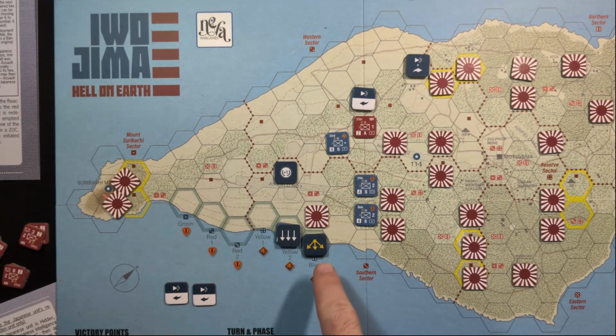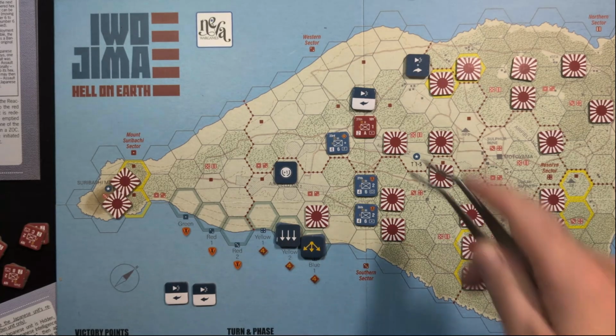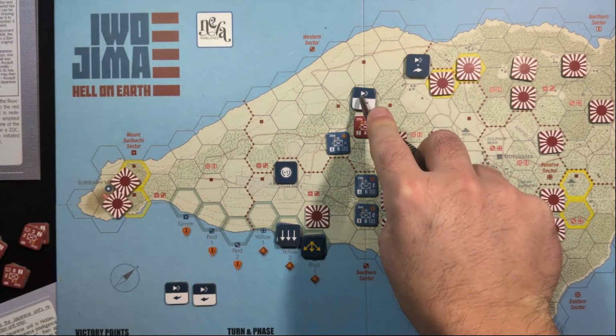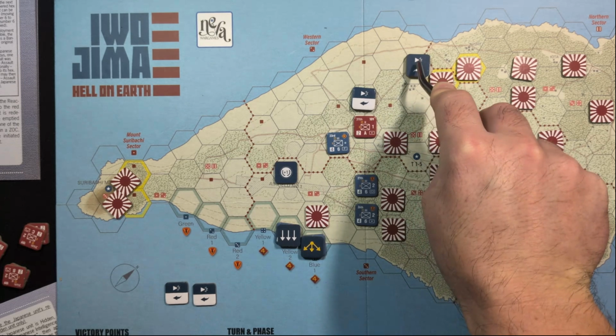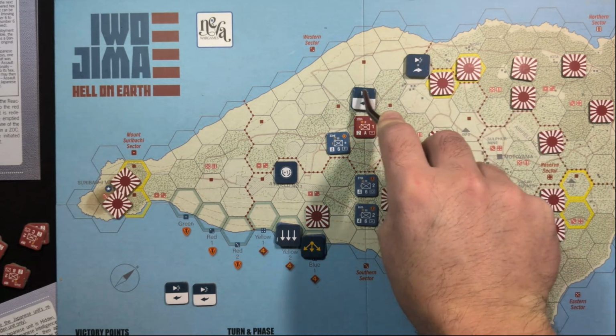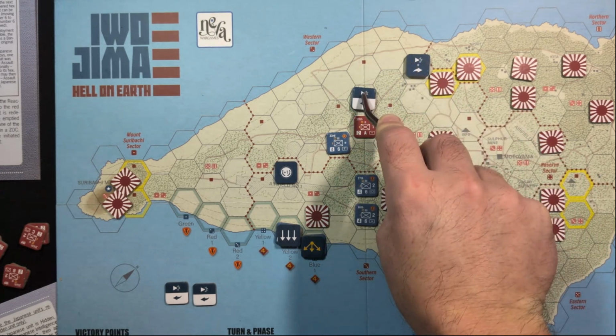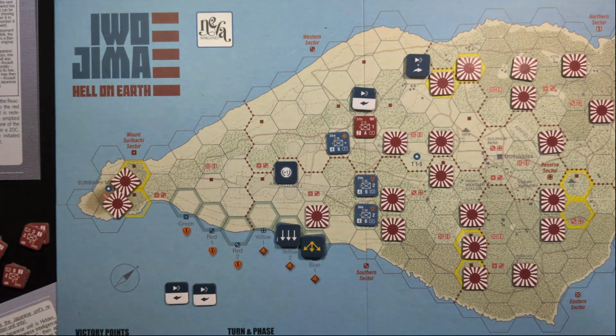You cannot choose US units that have a disorganized retreat marker, or that have a situation marker showing that they already performed a recon assault action. That is the top icon, the blue one, this type of icon. And you have up to 3 additional units for providing support.